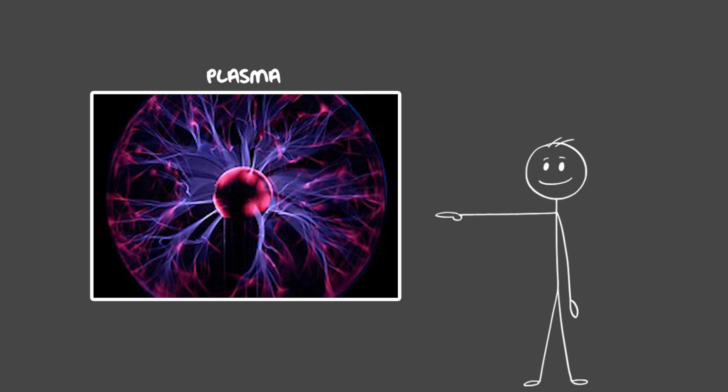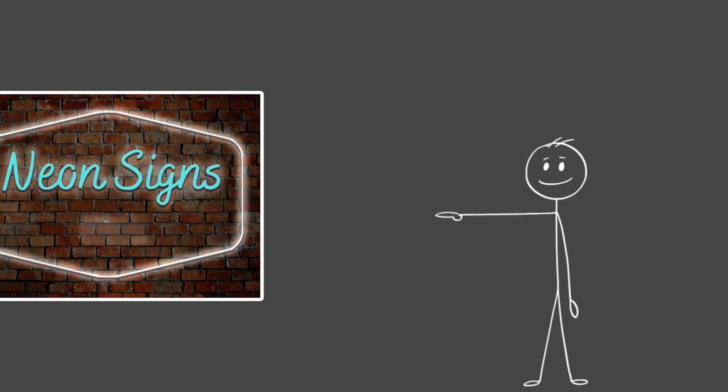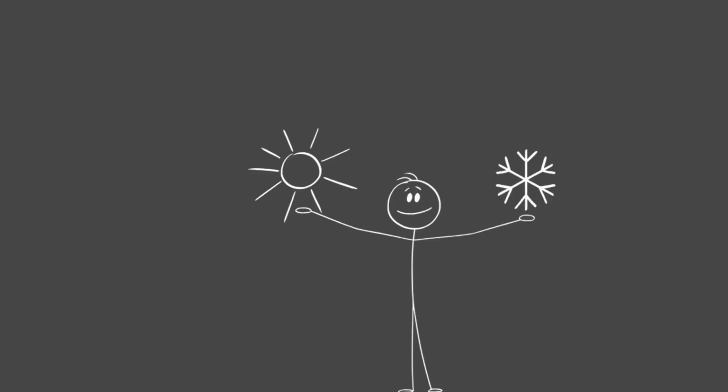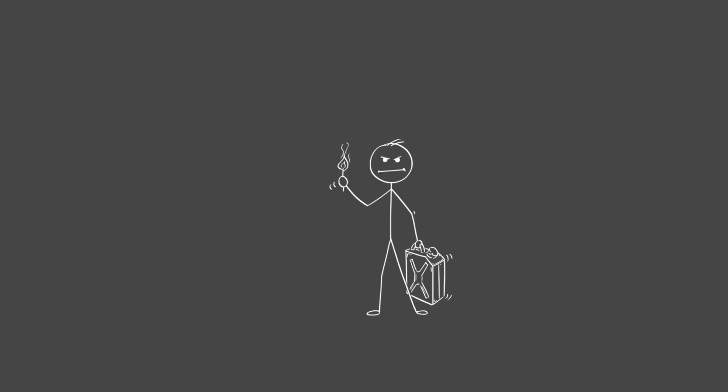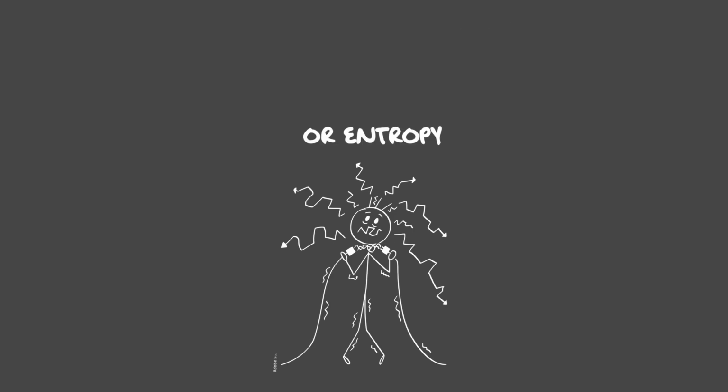But matter has wilder forms. Plasma, which is like the rock star of matter, super hot and ionized. You'll find plasma in stars and neon signs, lighting up the night. Temperature and energy play a huge role here. The hotter something gets, the more energy the particles have, which leads to more chaos, or entropy.